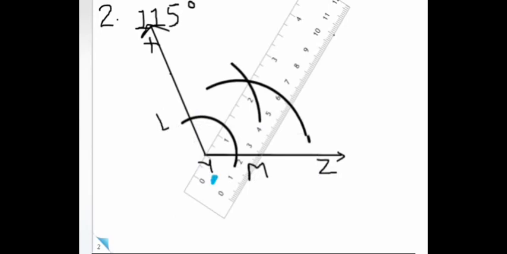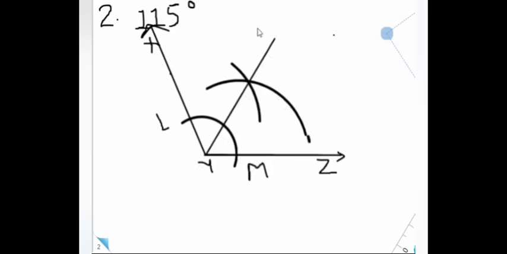So now we have adjusted the scale at vertex Y and that intersection of both the arcs, and from there we are going to draw one line. Yes, and then we will take the scale aside. We will draw an arrow for that ray, and we will name it N. Okay, so ray YN is the bisector of angle XYZ.